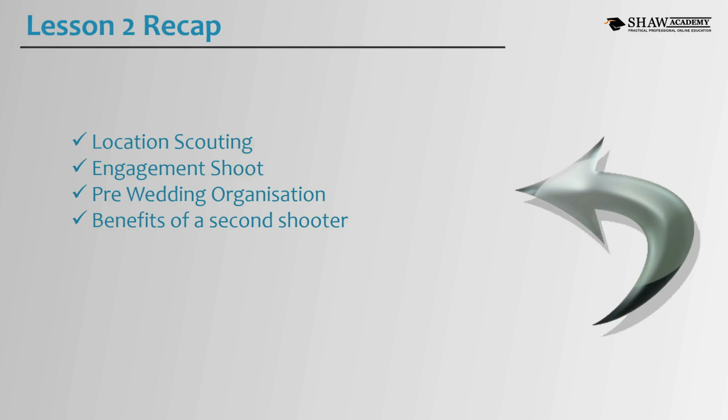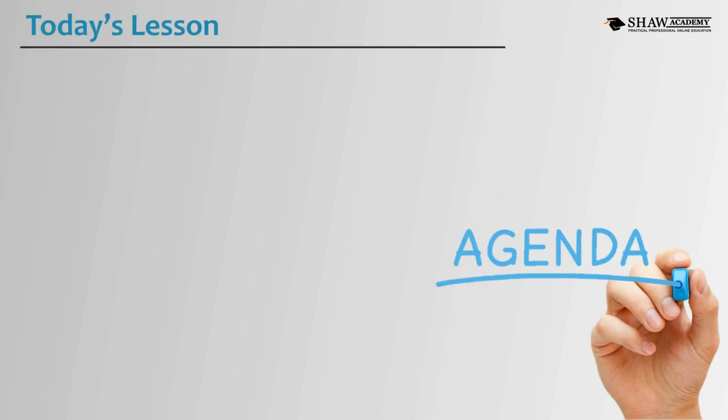Okay, guys, before we move forward into our lesson, I do just want to give you a quick recap on lesson 2. In lesson 2, we took a look at location scouting and we talked about the benefits of doing one of those, as well as an engagement shoot. Again, talking about the practicalities of doing that, along with looking at a few different examples to give you a few ideas. And then we talked quite a bit about the pre-wedding organisation, or the pre-wedding planning, that you as a wedding photographer should really be doing. And then we finished up by looking at the benefits of having a second photographer along with you on the day.